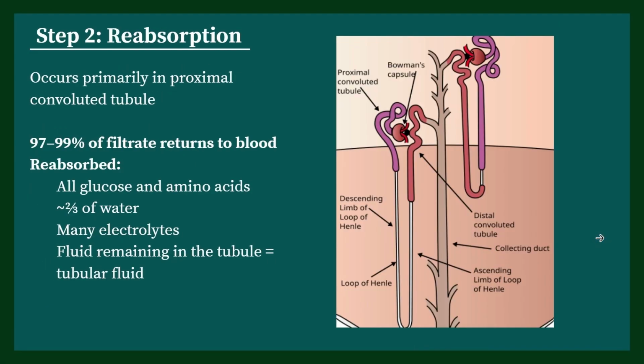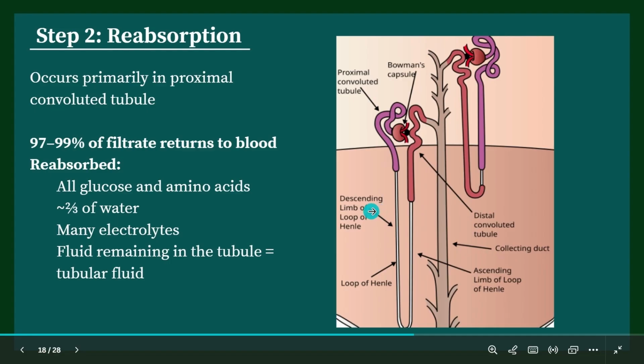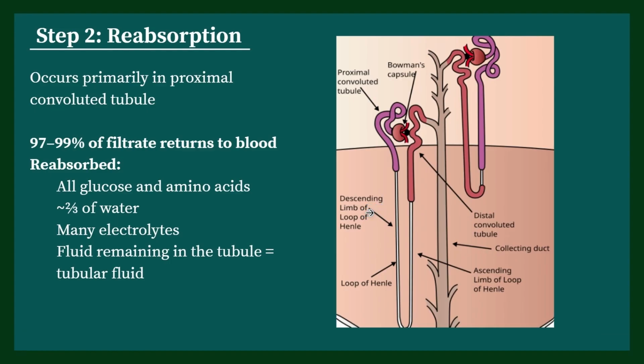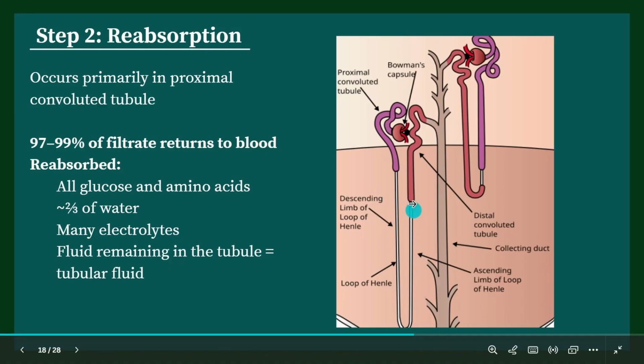The next step, as I was saying, was reabsorption, and that's 97 to 99% of what goes into the nephron is going to be reabsorbed again, except that the nephron has removed the waste products. So all the glucose and amino acids, ideally, are being reabsorbed. Two-thirds of the water is being reabsorbed. Many of the electrolytes are being reabsorbed. And what's remaining is tubular fluid, which ends up going into the collecting duct.